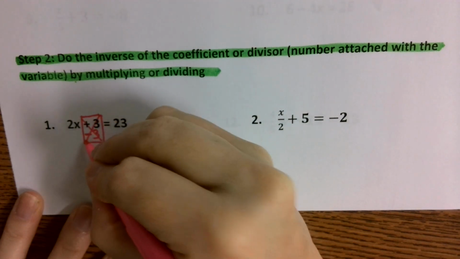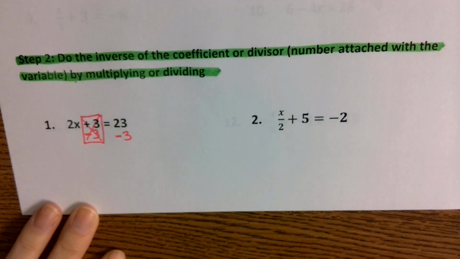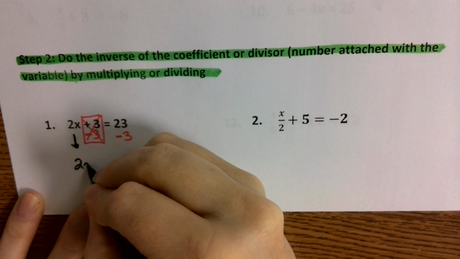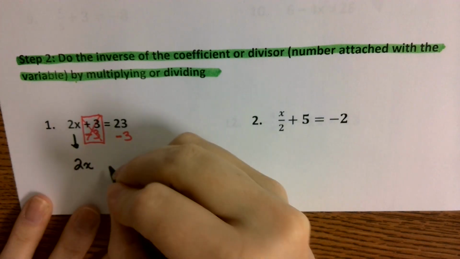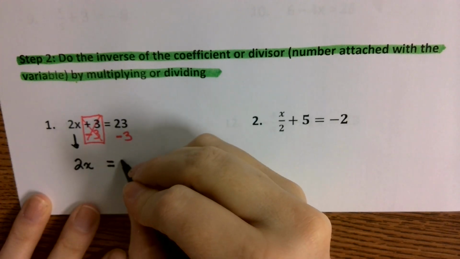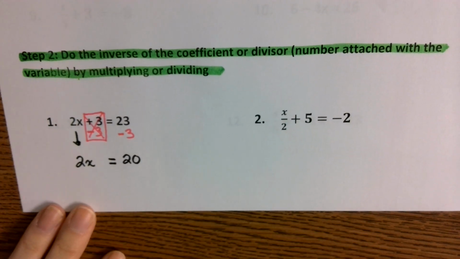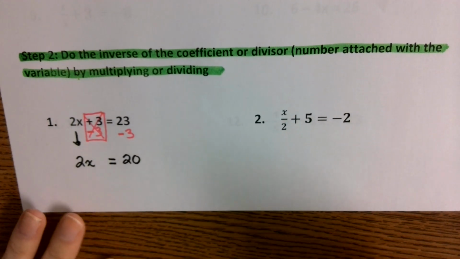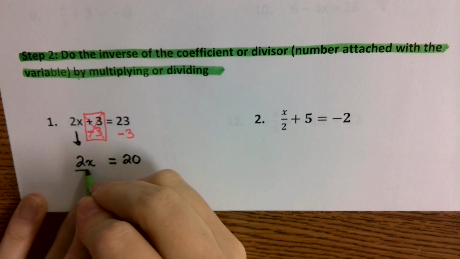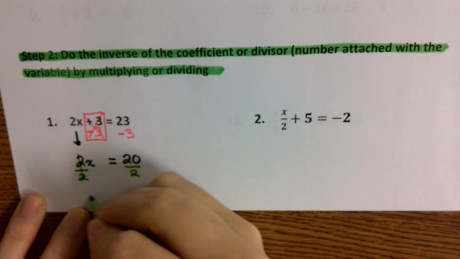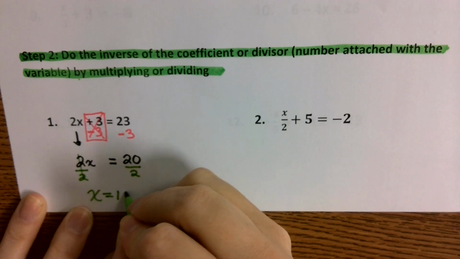So my 3's will go ahead and get crossed off. I still have the 2x remaining, but now it's equal to 20 instead of 23. Then from here I can do my last step, which would be to divide both sides by 2. And I'd get x is equal to 10.